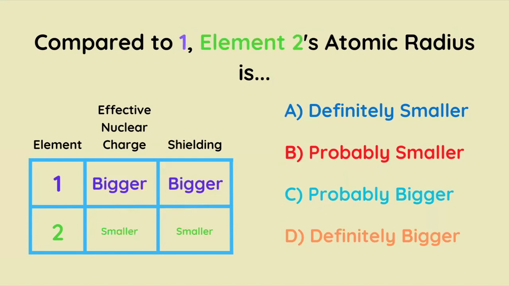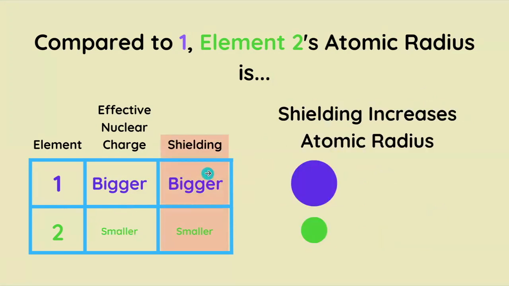Here's a new set of elements. Compared to element 1, element 2's atomic radius is definitely smaller, probably bigger, or definitely bigger. For shielding, again, element 1 has greater shielding than element 2, so because shielding increases atomic radius, that's a tick in the column. That's evidence that 1 has a larger atomic radius than element 2.